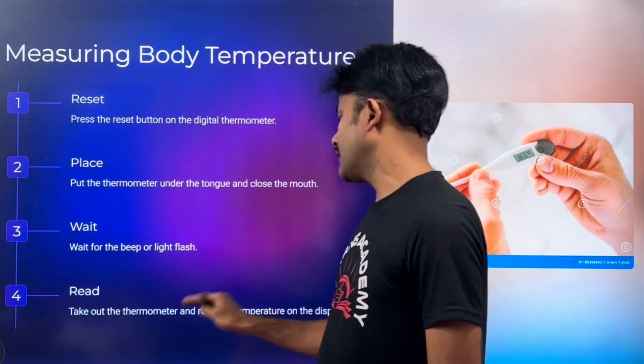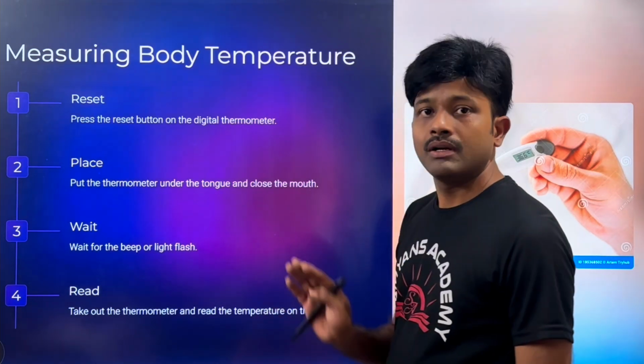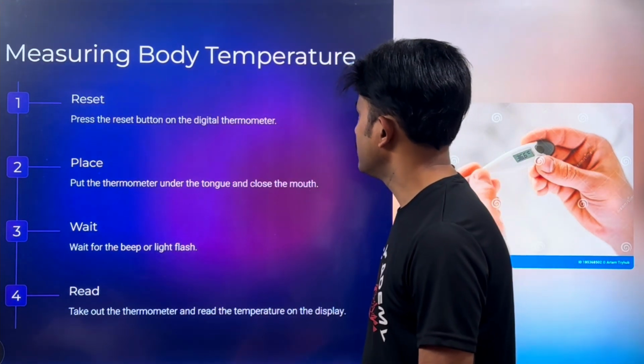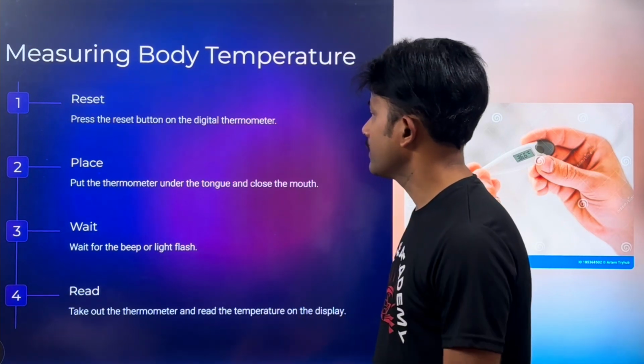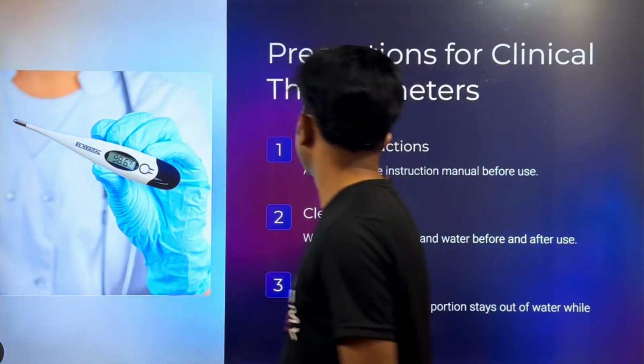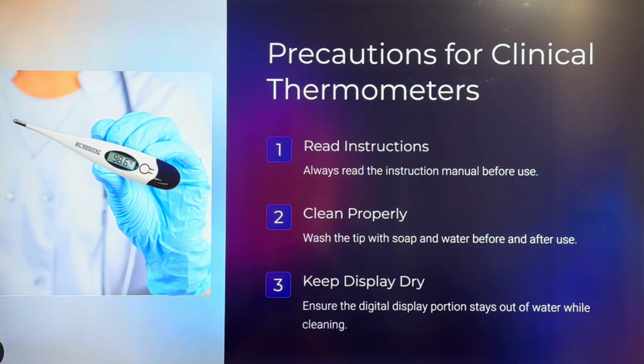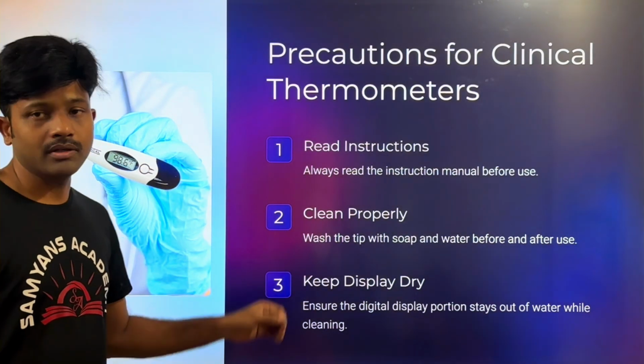After that, we can read the temperature on the display. So in this way, we have to measure the temperature of our body. Now, precautions of a clinical thermometer. What precautions do we have to take when using clinical thermometers?